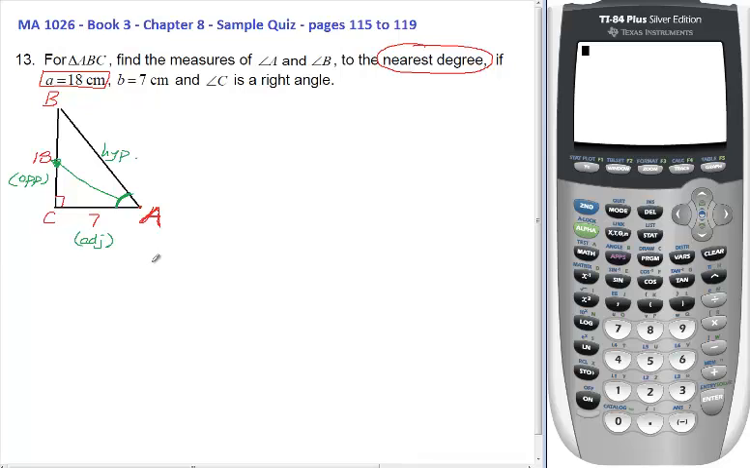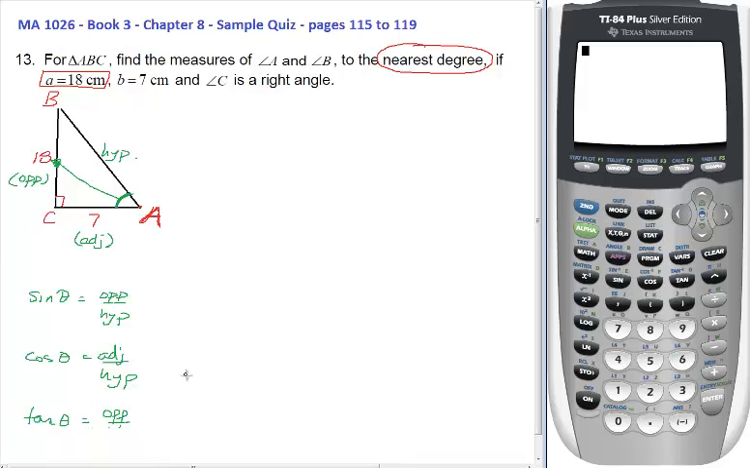Now we have to decide if we're going to use the 18 and the 7. That means we're using the opposite and the adjacent. So you have to choose which one of the three trigonometric functions. I'm writing all three down here. Sine is opposite over hypotenuse. Cosine theta is adjacent over hypotenuse. You should have these memorized by now, and there are different ways of memorizing them. Tangent is opposite over adjacent. Let me rewrite that last one, it's a bit messy.